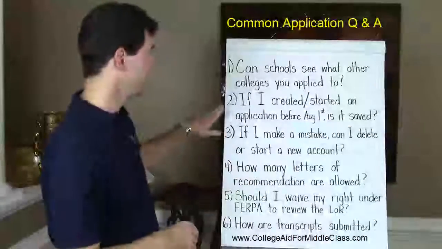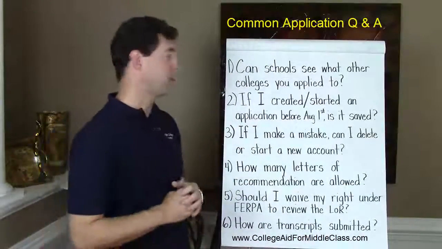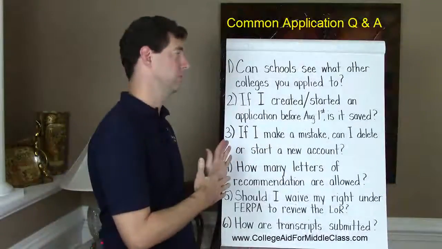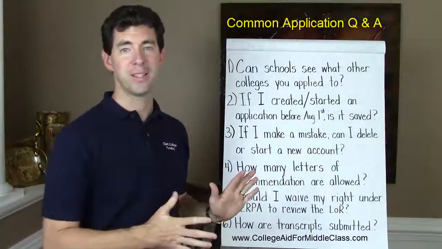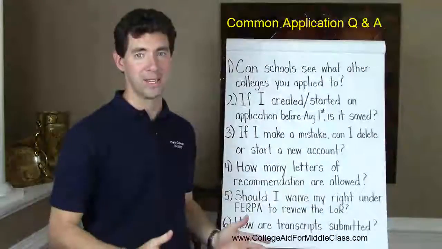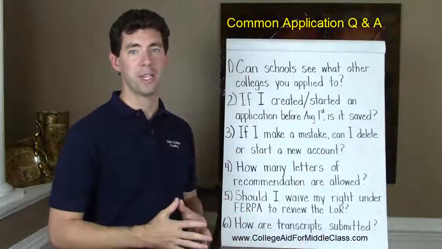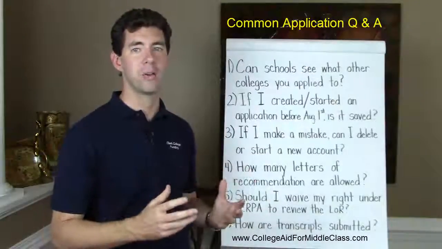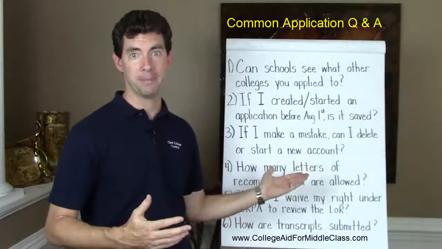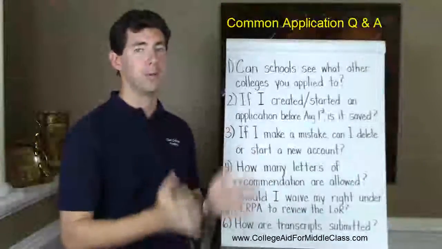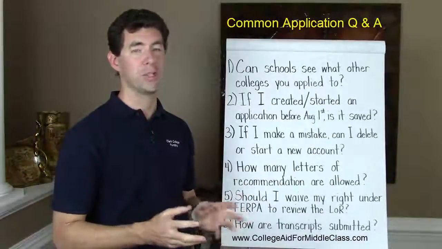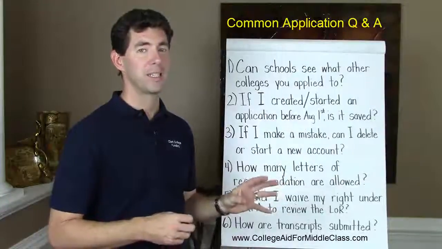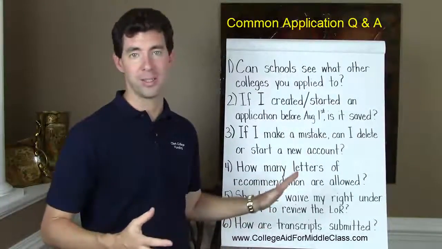Question number 2. If I created or started the Common Application before August 1st, is it saved? Unfortunately, it is not saved. Every year in July, the Common Application takes all the applications, all the information in their database, and eliminates it. So if you started your application, you're a go-getter, you did this in June or July, unfortunately, I hope you made a hard copy because it is gone.